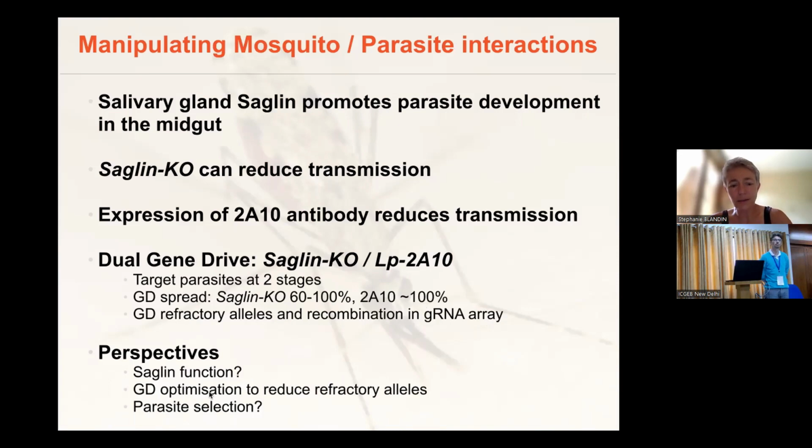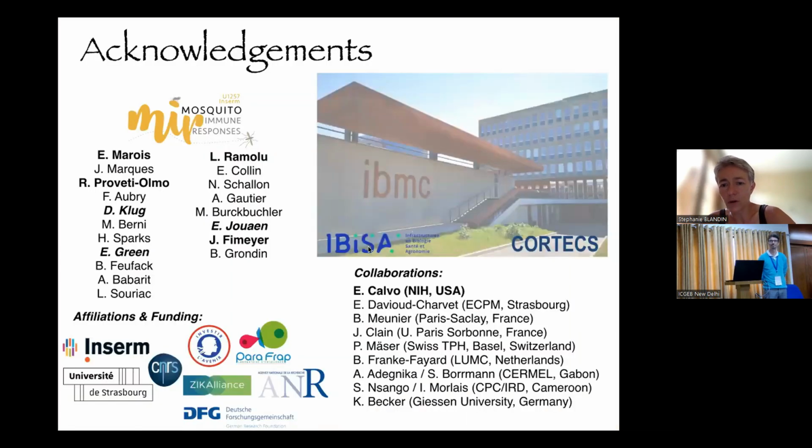So yes, as I said, gene drive optimization, what are the perspectives? It's also to figure out how Saglin works. And also whether, if we impose such a selection on the parasite, we would develop actually some resistant parasite to both the 2A10 antibody and the Saglin lack in the mosquito. And with this, I will stop here.